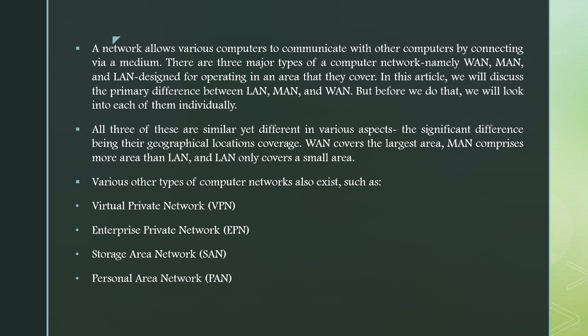There are three major types of computer network, namely WAN, MAN and LAN, designed for operating in the area that they cover. In this article, we will discuss the primary difference between LAN, MAN and WAN. But before we do that, we will look into each of them individually. All three of these are similar yet different in various aspects, the significant difference being their geographical coverage. WAN covers the largest area, MAN covers a medium-sized area, and LAN only covers a small area.